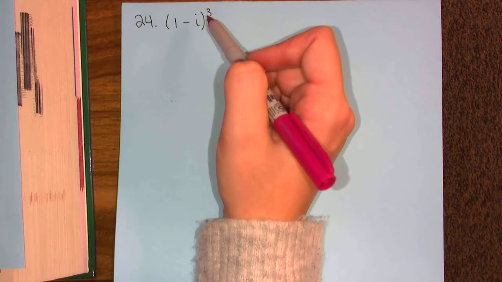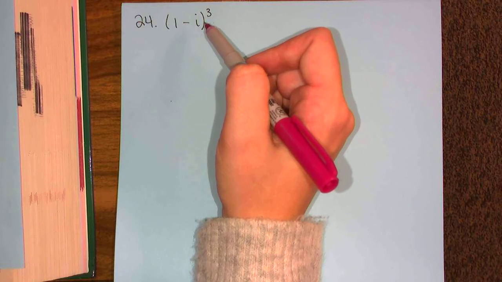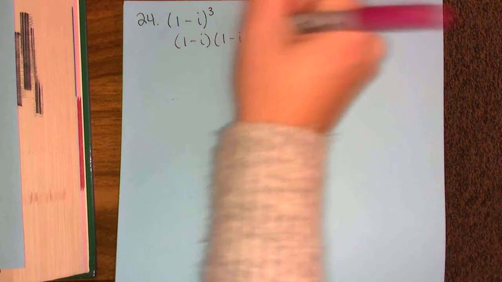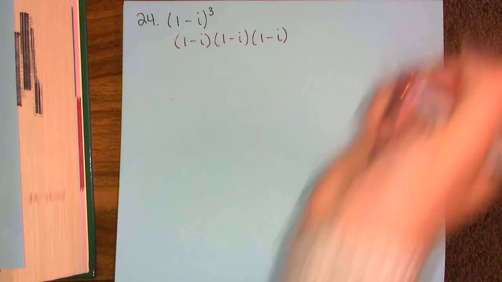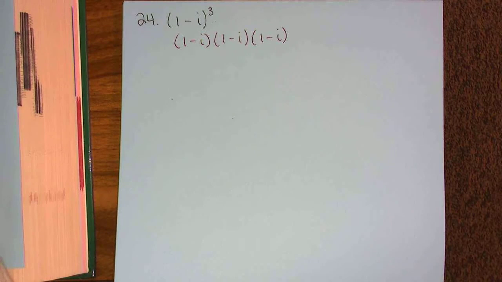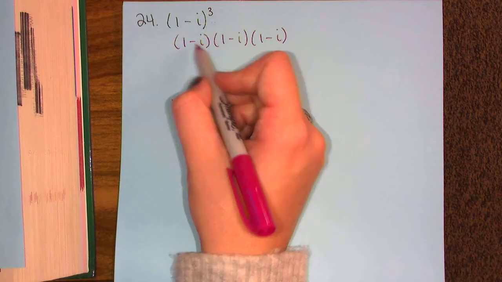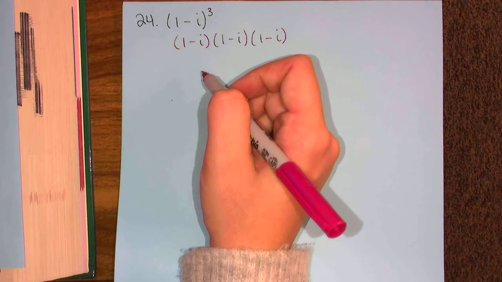If this was squared, what would this mean to do? Do the same thing, but with a 3, so I'm going to write 1 minus i, 1 minus i, 1 minus i. So now FOIL this side, FOIL these two.